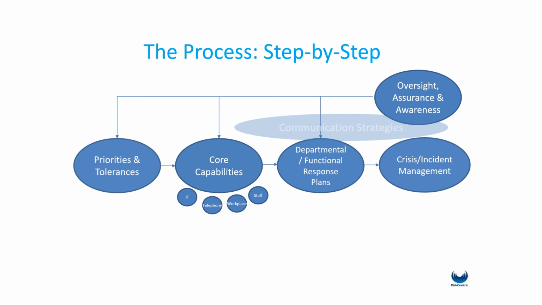Communication strategies are a common thread and framework that holds the whole plan together during invocation. In this instance, it's the glue that holds together the core capability recovery activities, departmental actions, and the incident management team. The final step in the development of a business continuity plan is the implementation of an oversight, assurance, and awareness framework. The activities performed here are designed to ensure that the plan, once developed, remains relevant to the needs of the organization and remains fit for purpose.